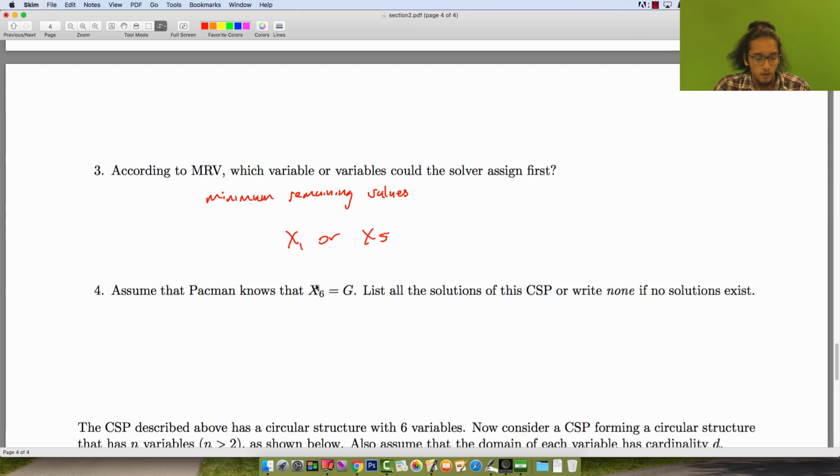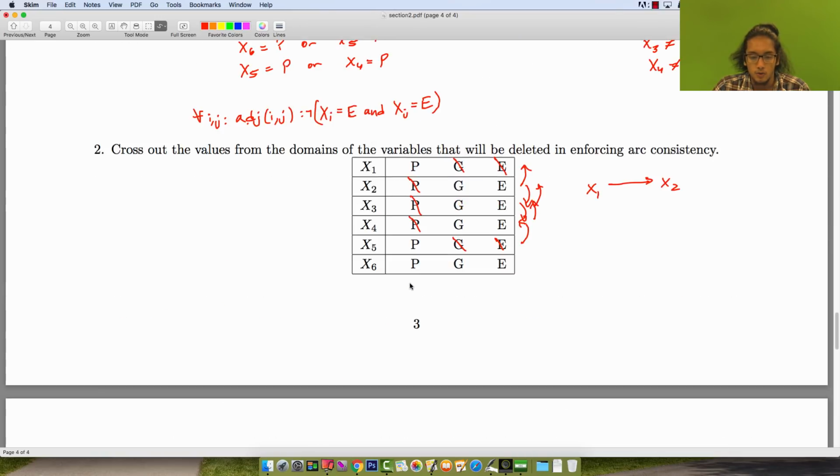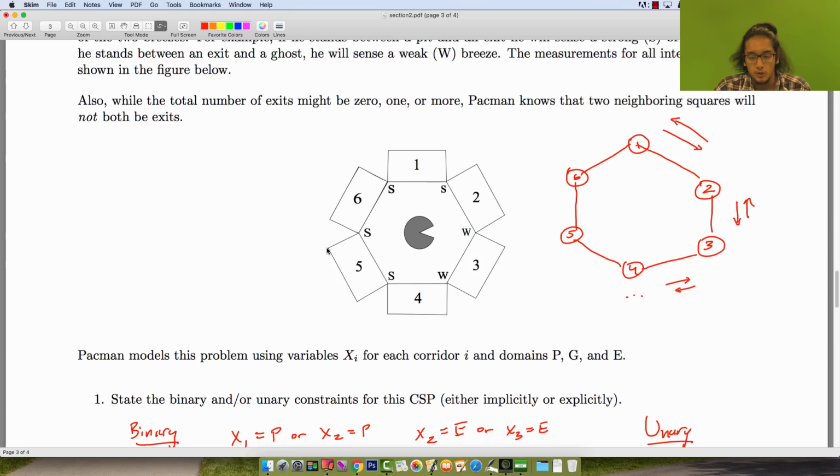Okay, so part 4. Assume that Pac-Man knows that x6 is a ghost. List all solutions of the CSP or write none if no solutions exist. Let's scroll up here and just work up here while we're solving this. So we know that x6 is a ghost. Now what does this tell us? We know that ghosts do not produce any breeze, right? And so what that means is if you have a strong breeze over here and over here, it cannot be due to this ghost. And so it must be due to the fact that you have a pit over here and a pit over here.